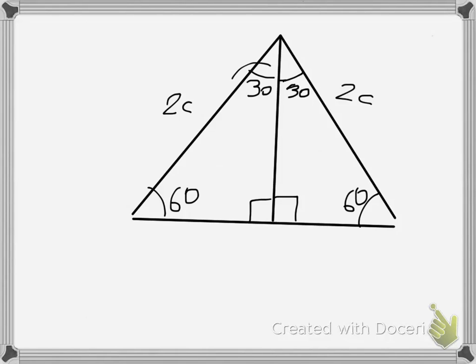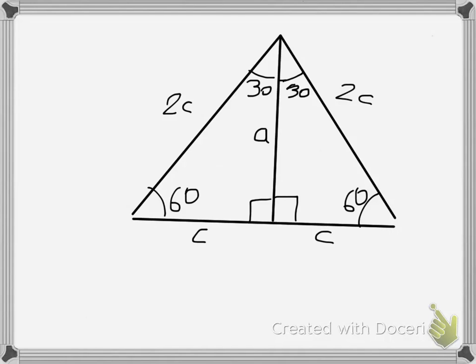So if I split it in half, this top angle will become two 30-degree angles, since 30 is half of 60. I've made all the sides have length 2c, so this half of the side would be c, and this half would be c, since c plus c is 2c. So we have an equilateral triangle, and each side has length 2c. And we're going to call this height here a.